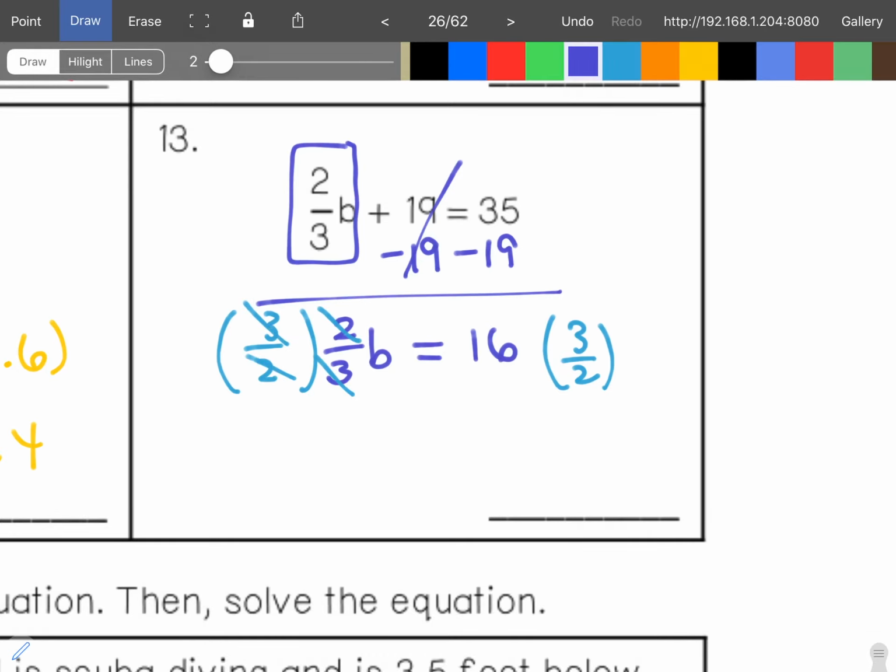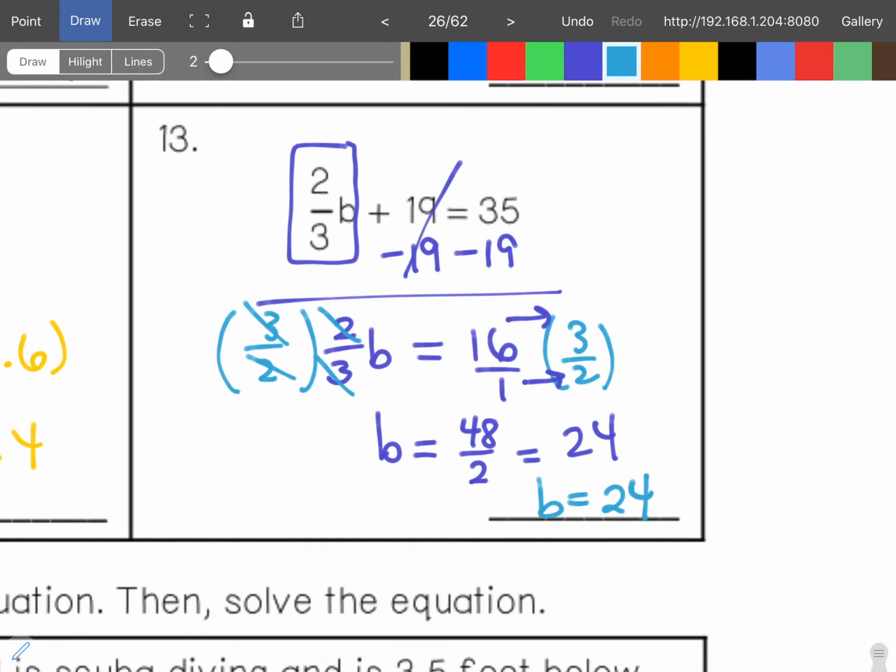So this is going to cancel, and we're going to have b equals, now this is 16 times 3 over 2. I'm going to put a 1 under there, and I'm going to multiply straight across. 16 times 3 would be 48, and 1 times 2 is 2. And 48 divided by 2 would be 24. So my answer is b equals 24.